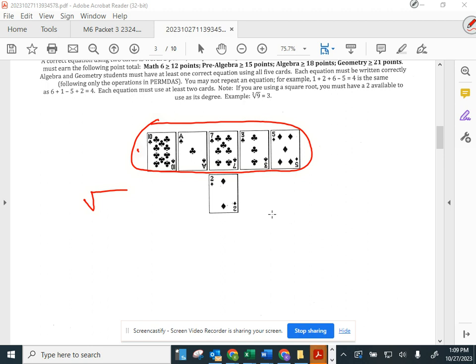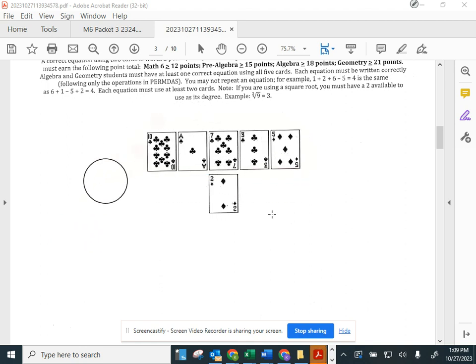Okay, so some of us were saying, I forget how we were going about getting it, but some of us were trying to use the square roots. We can't use it if there's no 2.